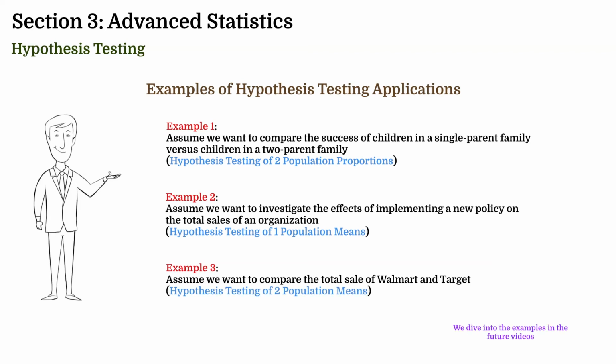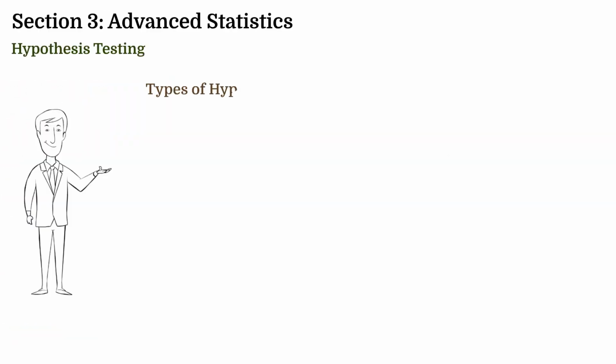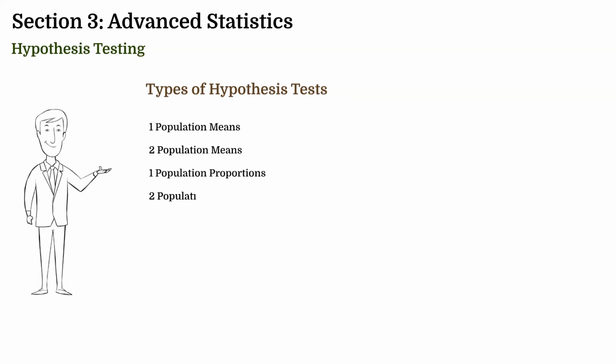Types of hypothesis testing. 1 population mean, 2 population means, 1 population proportion, 2 population proportions, significance of correlation, fitness tests, etc. We dive into hypothesis testing types in a future video.